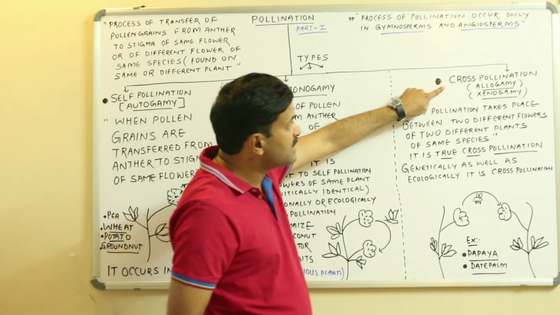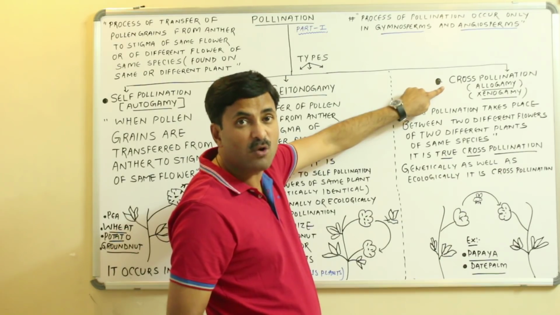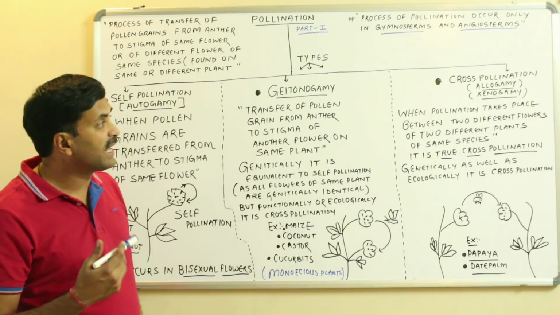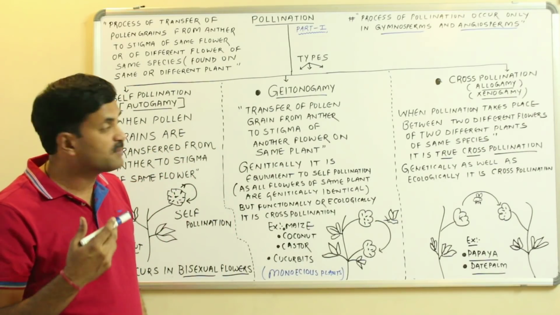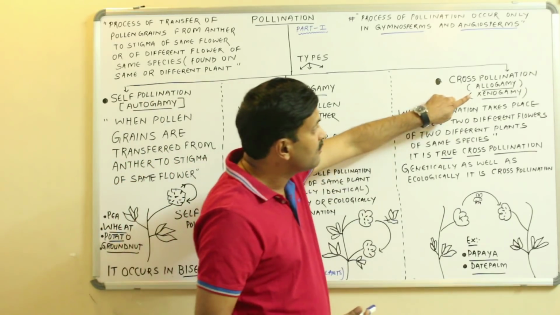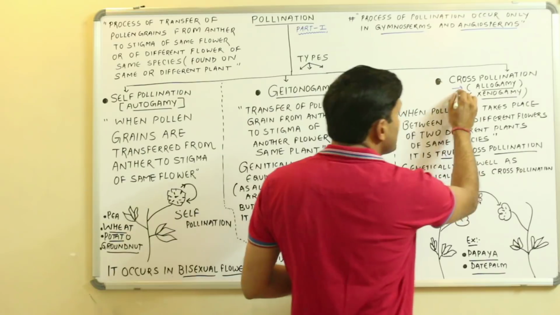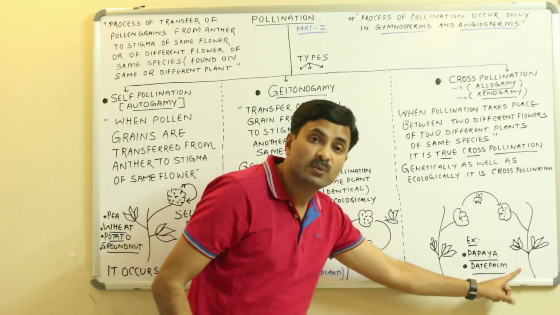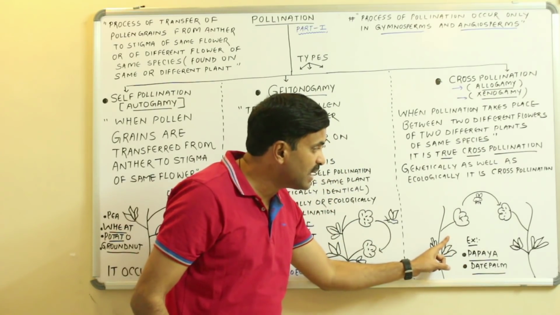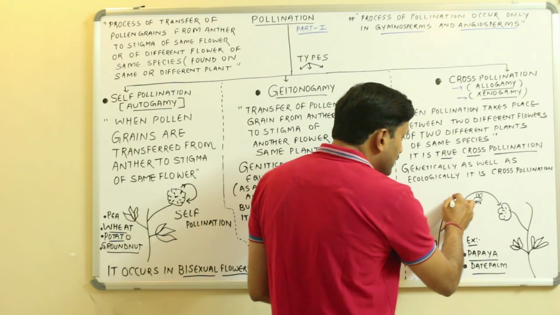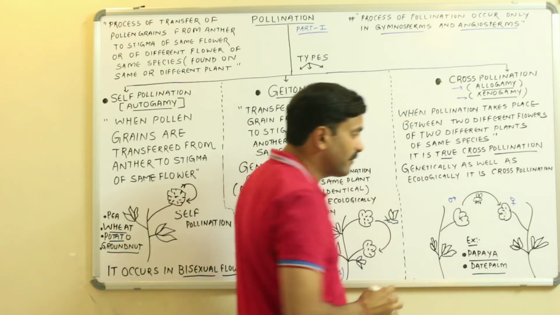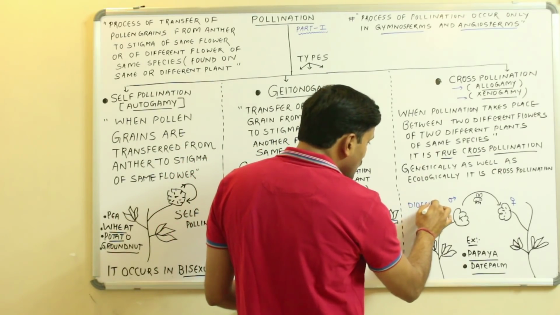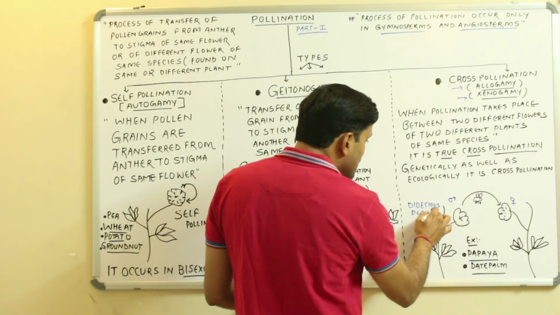Now, the next one is cross-pollination. It is also a very common mode of pollination. It is also called allogamy, and also called xenogamy. So you can use two more terms for cross-pollination: xenogamy and allogamy. Now, here I have made two plants. One has a male flower, and the other has a female flower. Such plants are called dioecious plants.